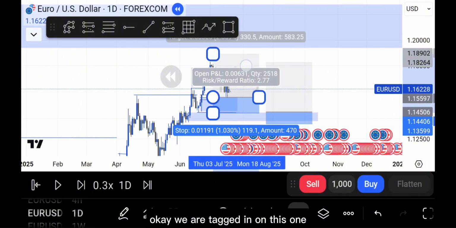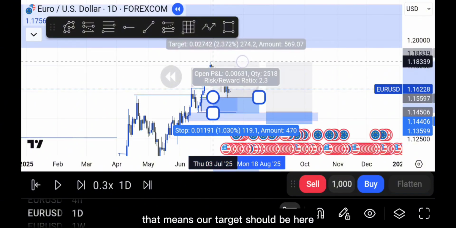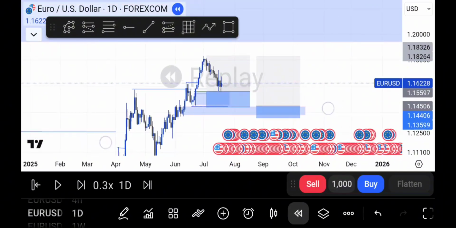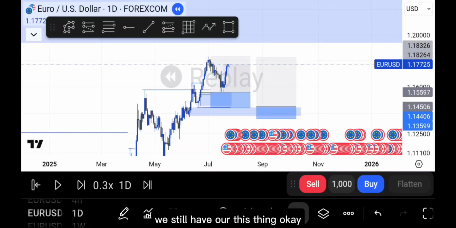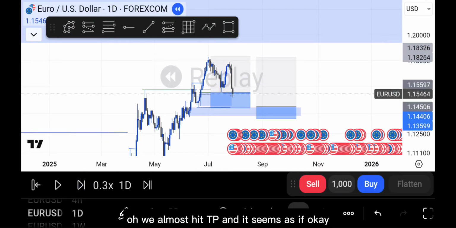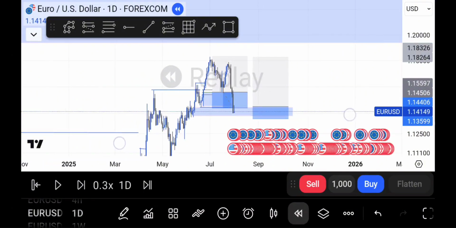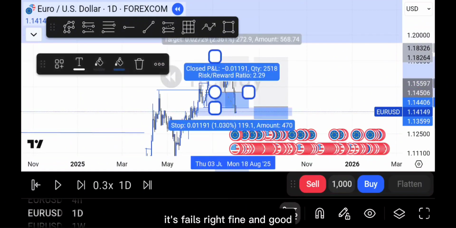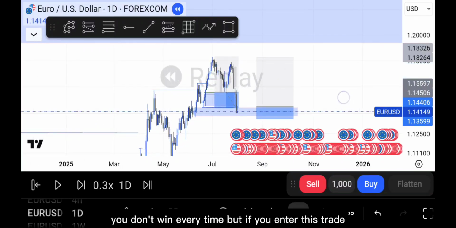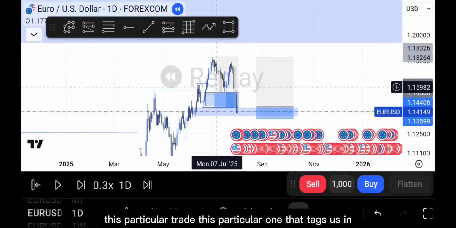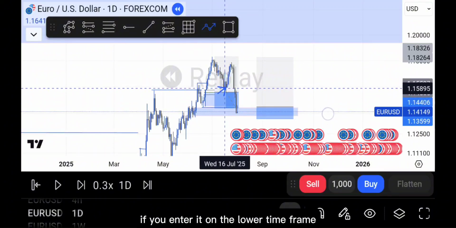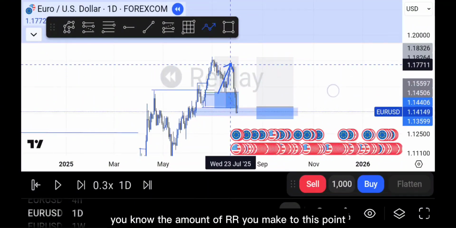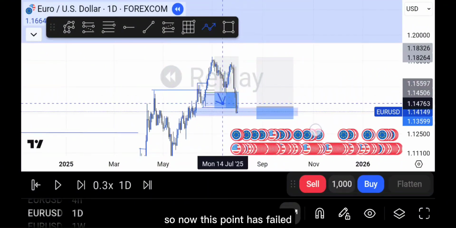Okay, we are tagged in on this one. That means our target will be here. But mind you, if that fails, we still have our second one. Oh, we almost hit TP and it seems as if, okay, it fails, right? Fine and good. You don't win every time, but if you enter this particular one that tagged us on the lower time frame, you know the amount of error you make to this point. So now this point has failed.